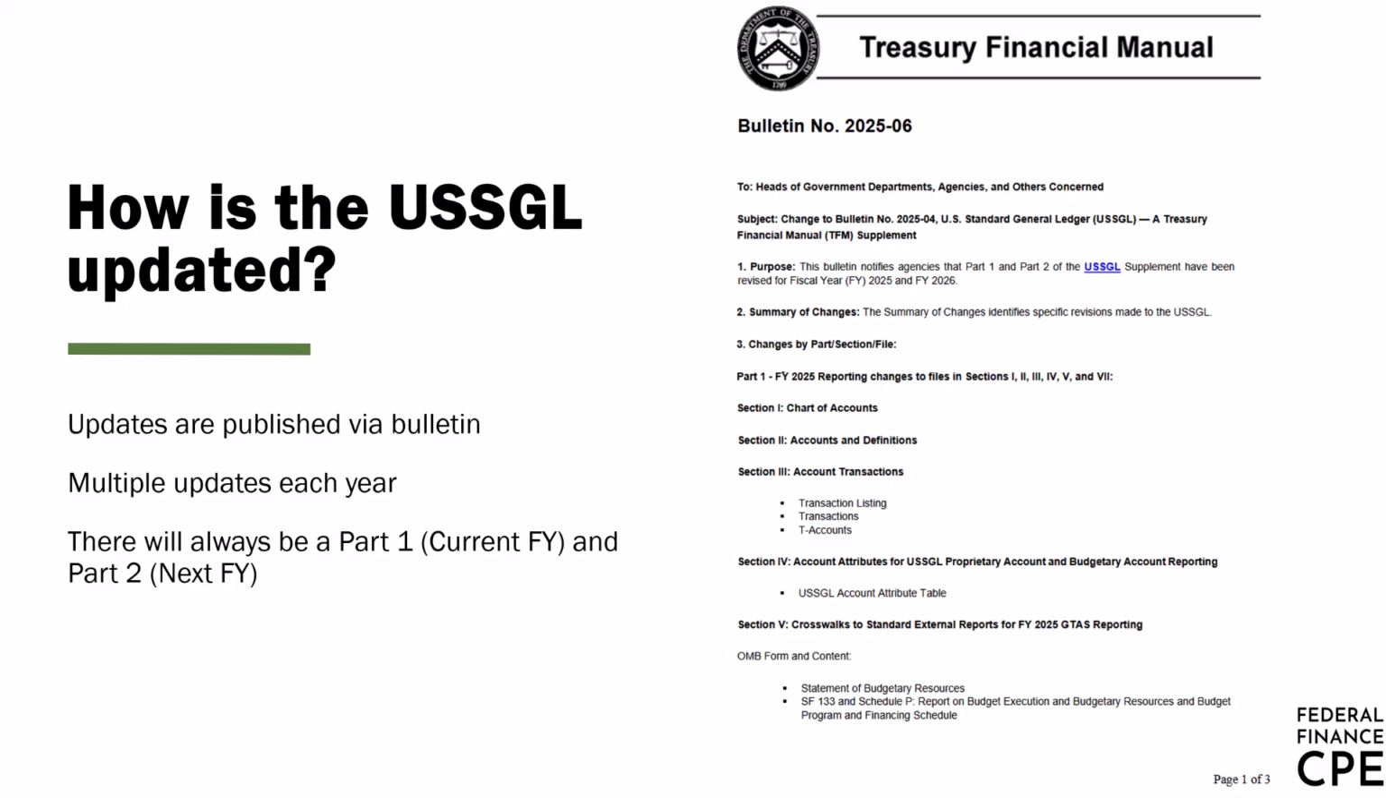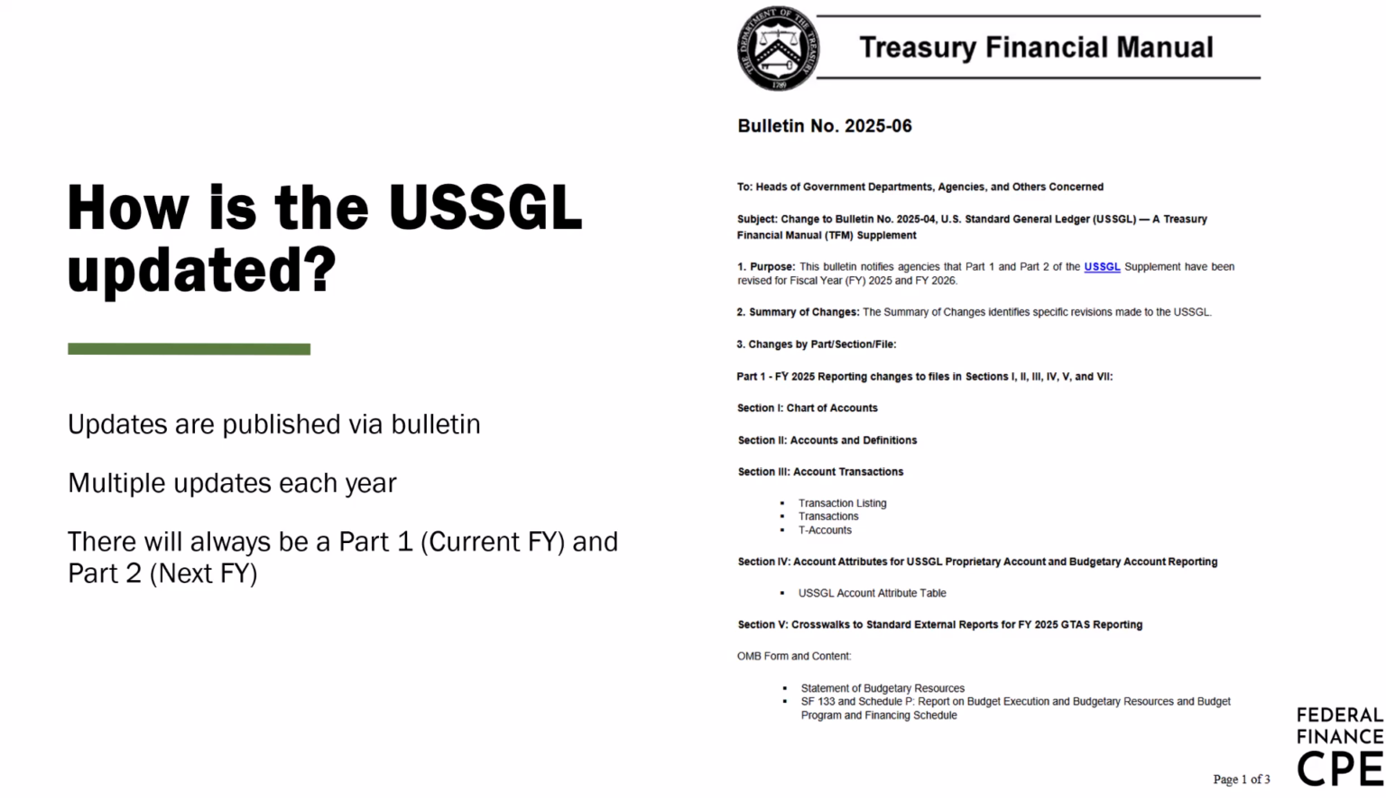Now, the USSGL is updated via Treasury Bulletin, and you'll be able to see this based on the bulletin number, which follows a naming nomenclature of fiscal year, dash, and then the version of the USSGL. On the screen, you can see on the right side a snip of the cover page of the U.S. Standard General Ledger Supplement in 2025, and it's actually version 6.